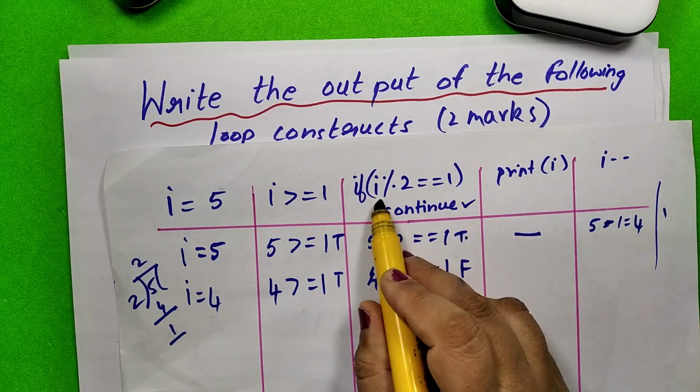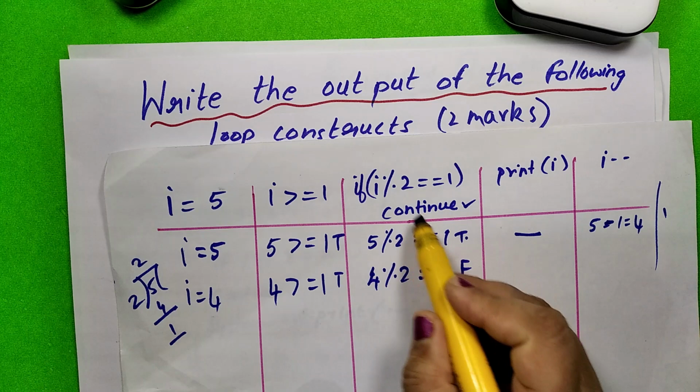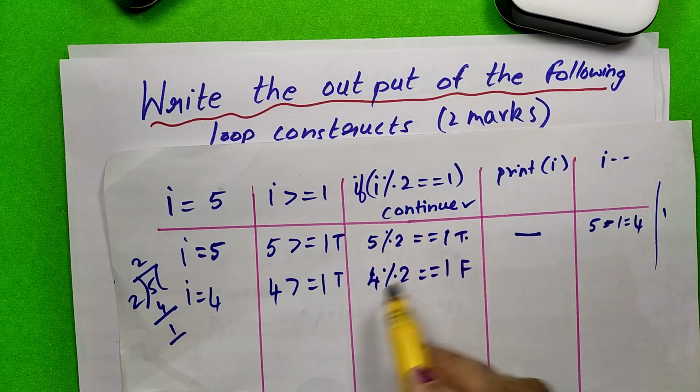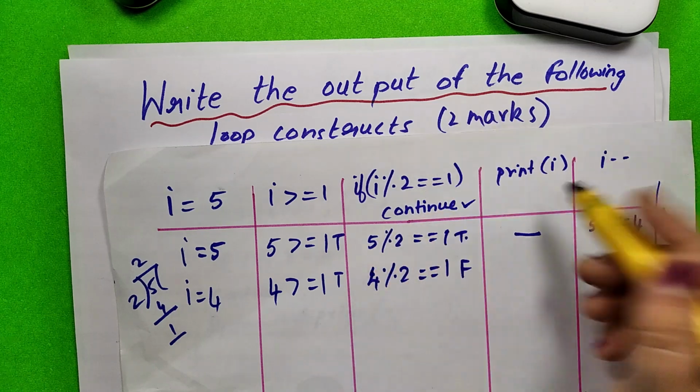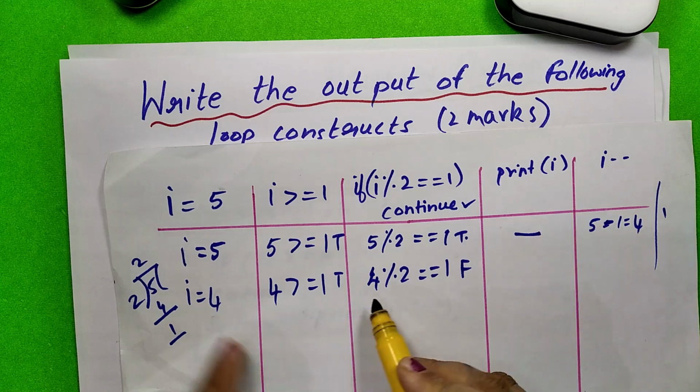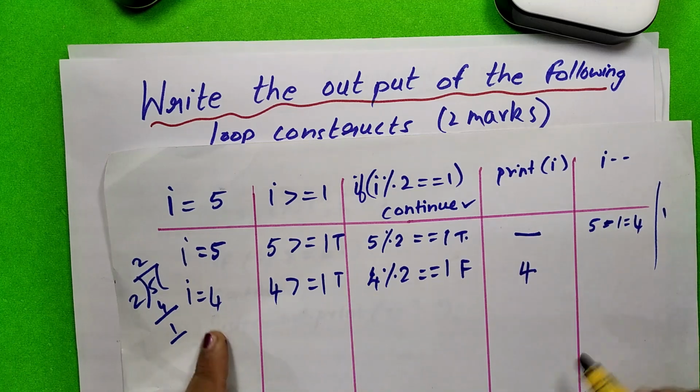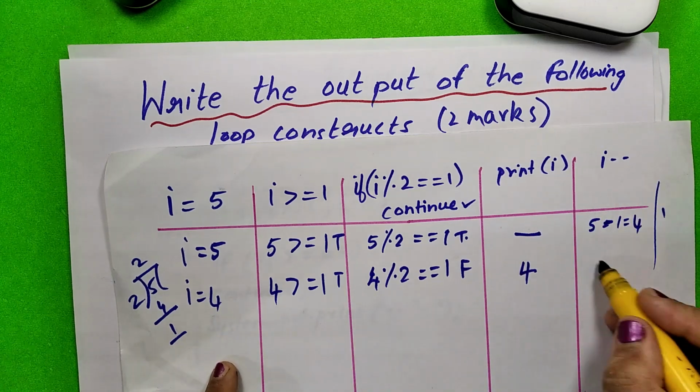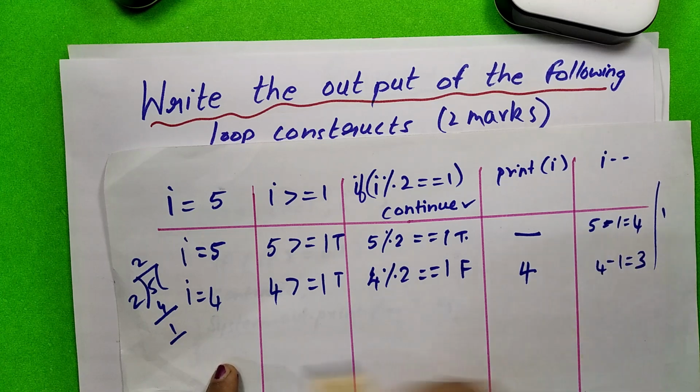It's a simple if. Only if this condition is true, it is going to do the continue. Otherwise, it is just not going to work here. It is just going to come and print I. So what is I for me here? It is going to print 4. Okay, so now again it will become 4 minus 1, 3.